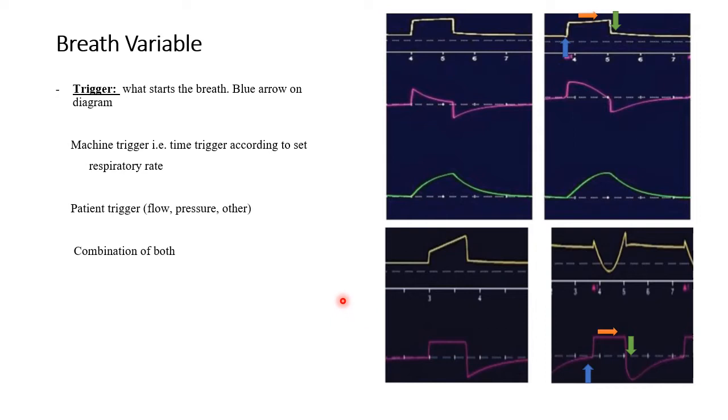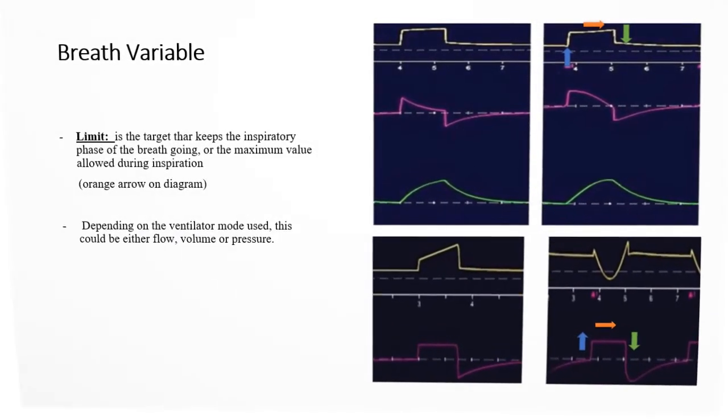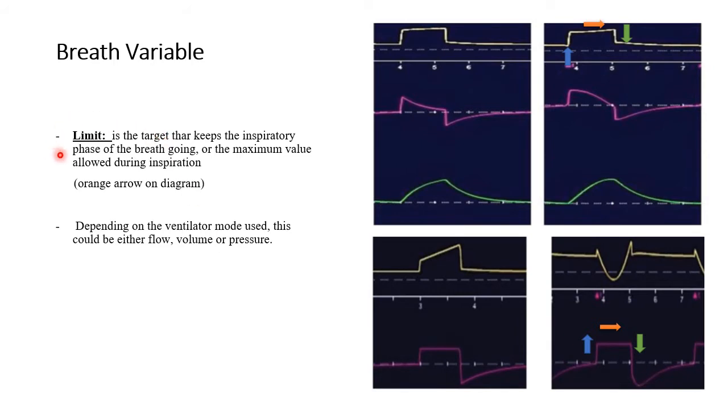Patient triggered is usually either flow or pressure, or other triggers like patient electrical diaphragmatic activity in some of the modes, or a combination of both. Variable of the breath is the limit, which is usually the maximum value allowed during inspiration, that orange arrow. So in pressure controlled modes, it's usually the pressure, and in other modes like volume controlled, it's usually the flow. We'll talk about those in specific when we talk about each mode.